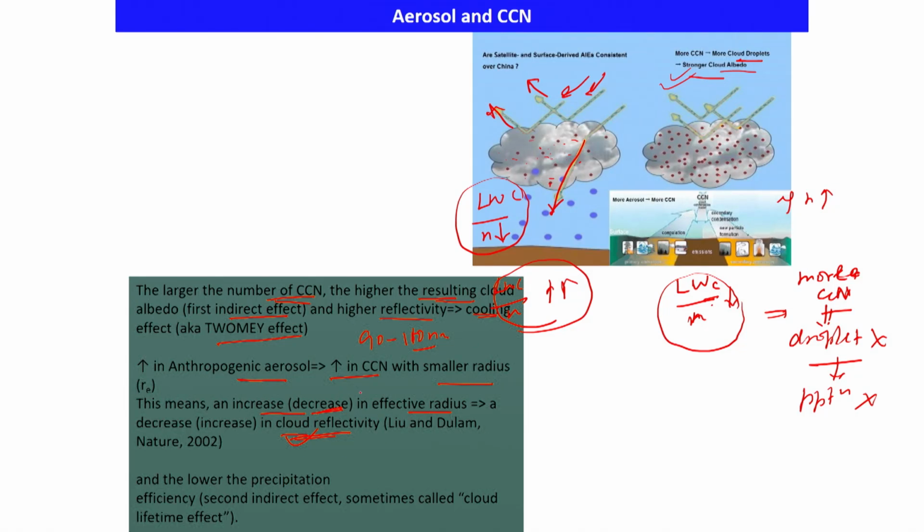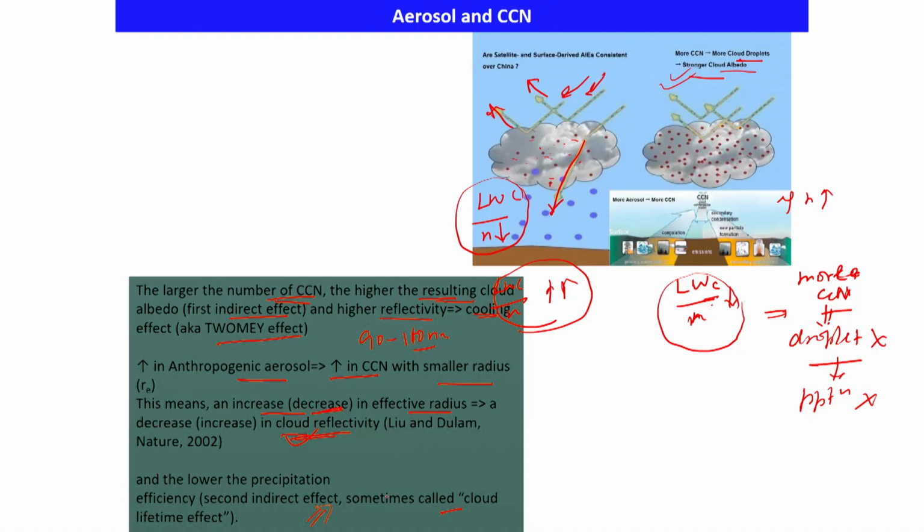And in this case, what will be happening? There will be a lower precipitation efficiency. This is called the first indirect effect: a larger number of CCN results in smaller droplets, resulting in high cloud albedo. Then resulting in lower precipitation is called the second indirect effect, or cloud lifetime effect. Because precipitation will not be there, the cloud lifetime will increase. So this is another very important thing.